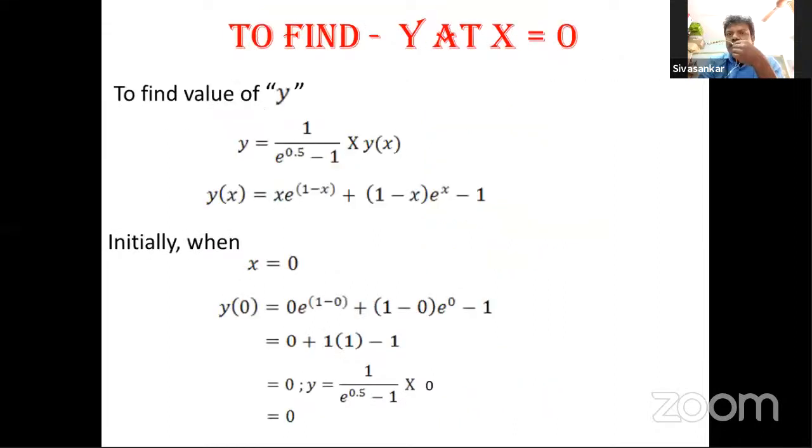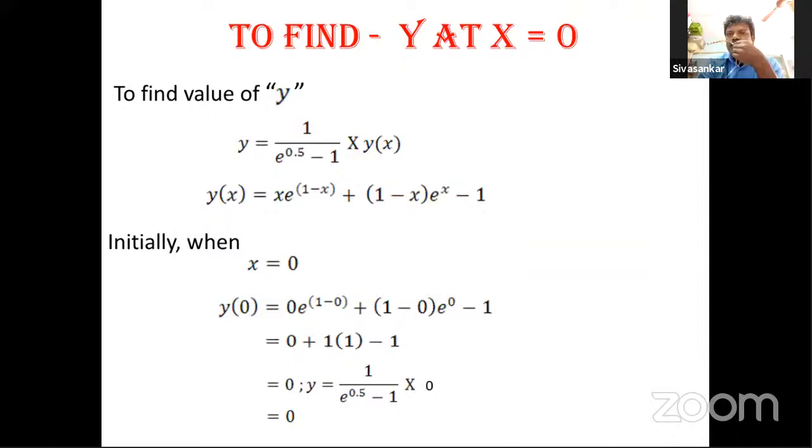So we have to find the value of y. There are equations for y. The y is equal to 1 by e power 0.5 minus 1, into y of x. There is another equation to calculate y of x, that is equal to x into e power 1 minus x, plus 1 minus x into e power x minus 1.